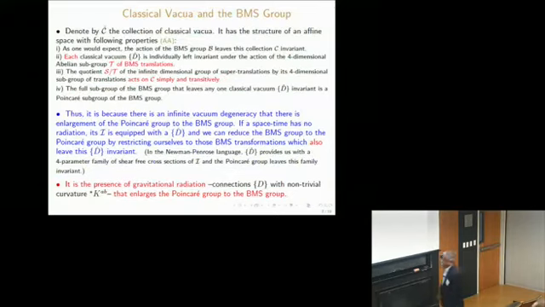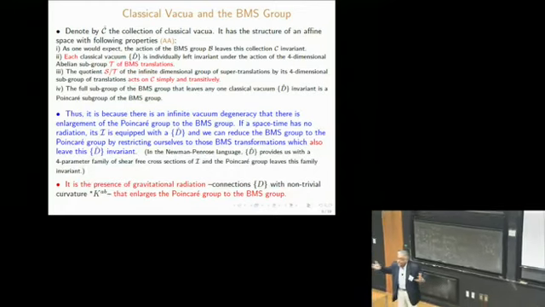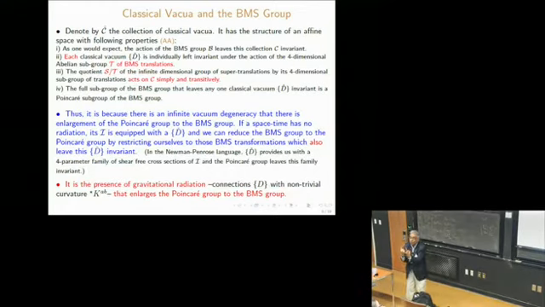Okay. Now the interesting thing is the following. We just saw that the BMS group has this supertranslation subgroup. That is to say, it's an infinite dimensional generalization of the Poincare group. How did this happen? Well, there is a one-to-one correspondence between this enlargement of the BMS group from the Poincare group and the number of classical vacua that you have. More precisely, denoted by C naught, the collection of classical vacua, this C naught has the structure of an affine space with the following properties.